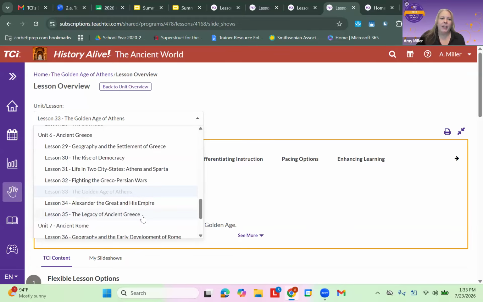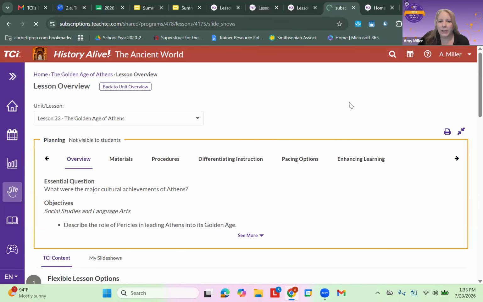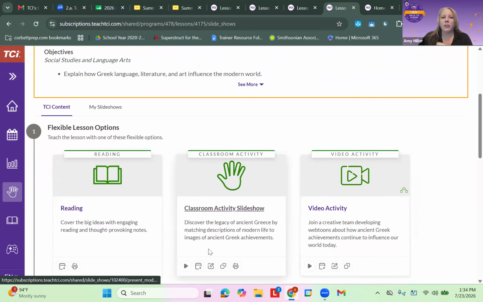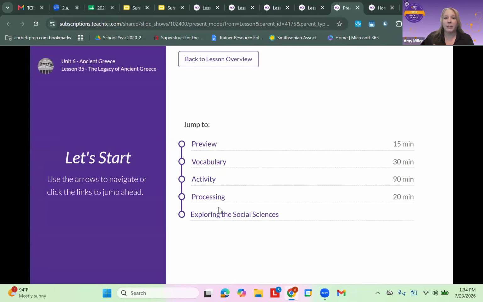Another top 10 is the legacy of ancient Greece. Partly because while I really like this activity and it does a great job of seeing how Greece contributed to the modern world, I feel like it truly is essential for kids to have this lesson under their belt so that they can go on into their future social studies classrooms and have the foundation on what we took from ancient Greece to be a part of our society and Western civilization in general.